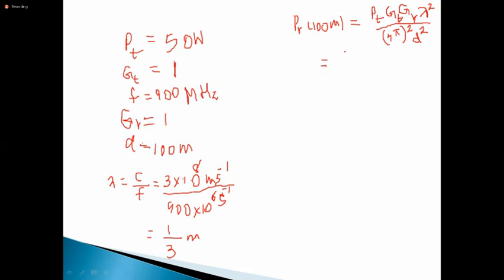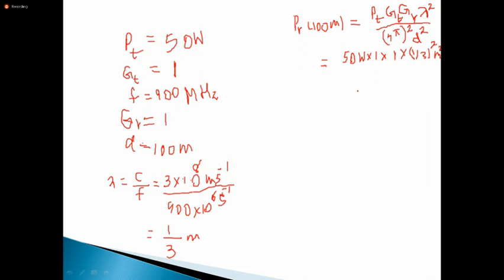When we substitute here, PT is known, that is 50 watts. Gain has no unit. No unit for gain. Into 1, into 1, into 1 by 3 square, right? 1 by 3 square meter square.